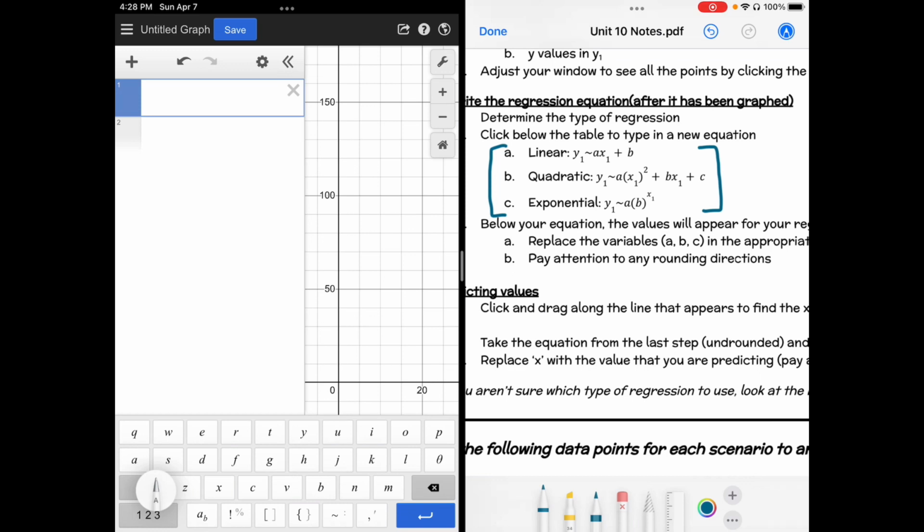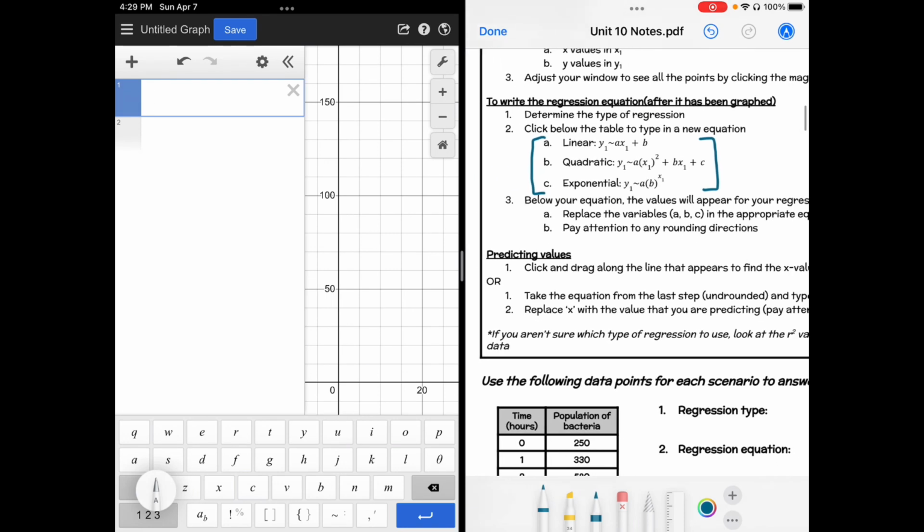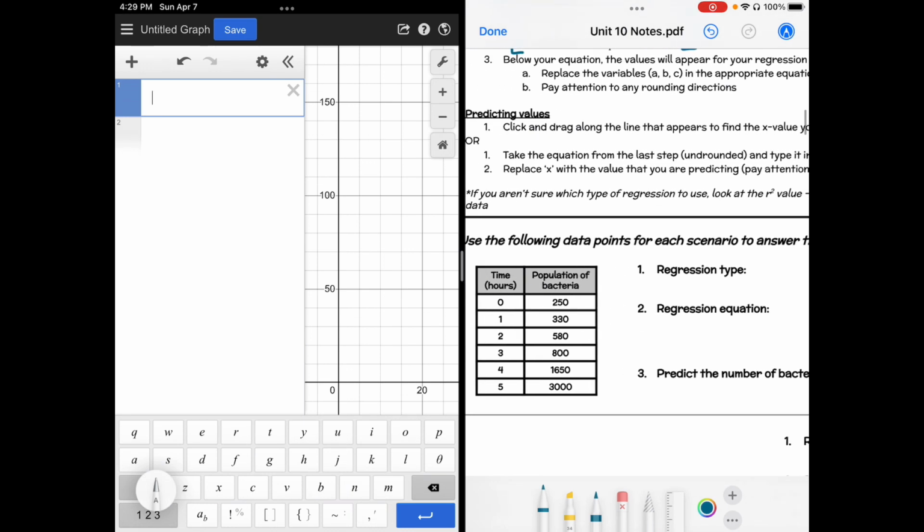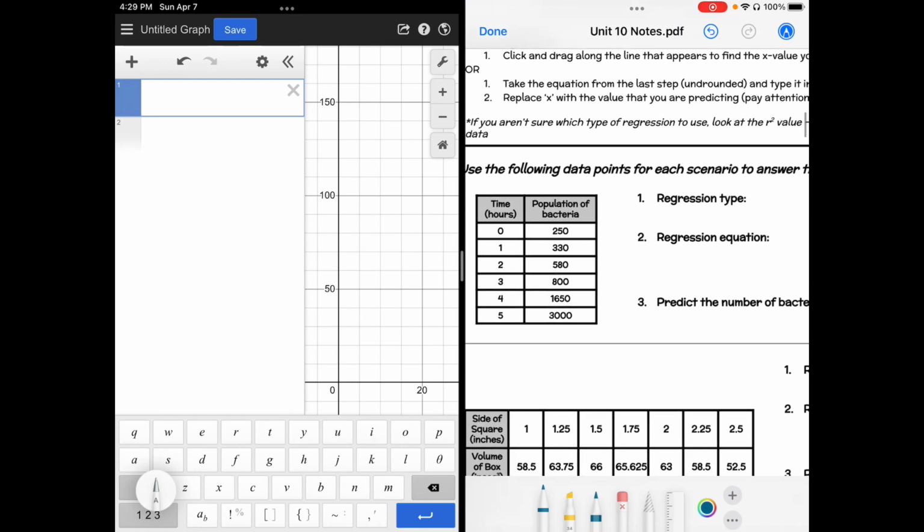So what we're going to do is we're going to be given a set of data, and we're going to have to figure out what's the best type of regression for that data. And we also might be given a set of data and it tells us what kind to use. So even if it's not the best necessarily, if it says to use exponential, you have to use exponential to get the right answer. And we have to make sure we pay attention to rounding directions and make sure we get that right. So a lot of the Delta Math questions will require you to round to a certain number. So make sure you pay attention to that so you don't get them wrong.